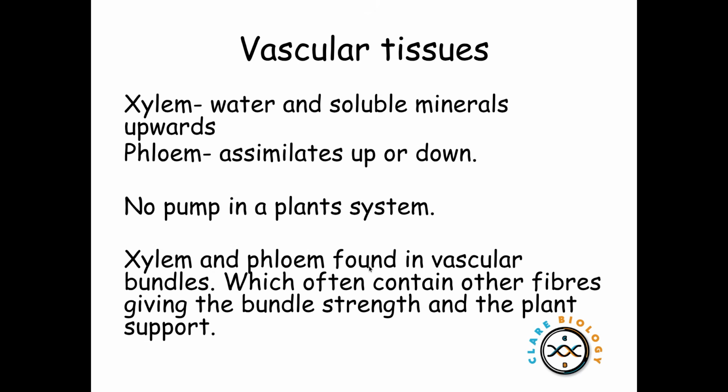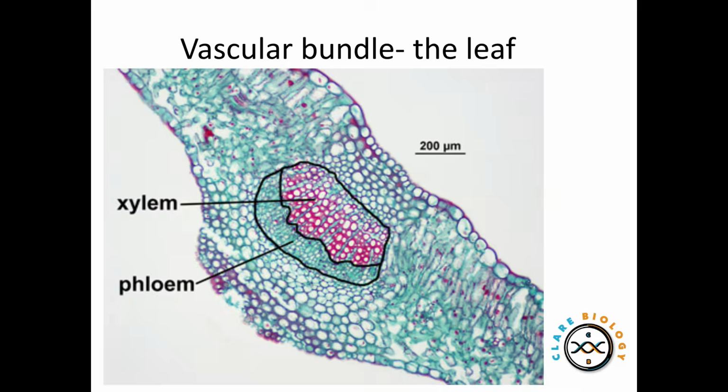Now, the xylem and the phloem are found in vascular bundles in the plant, and the arrangement of these vascular bundles differs between a leaf, a stem and a root, and you need to know the arrangement of the xylem and the phloem in these different parts of the plant.